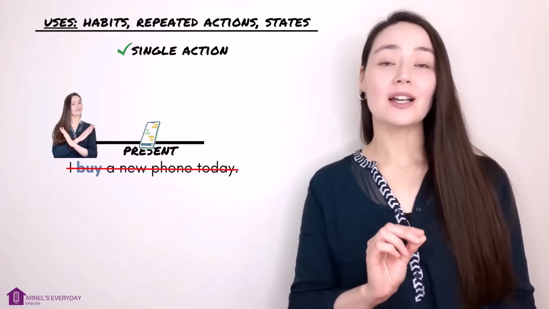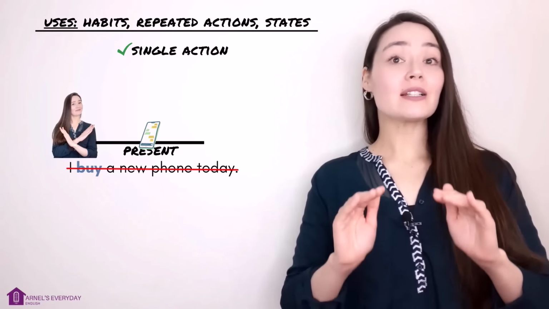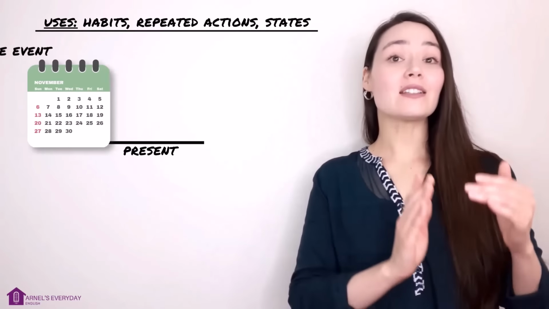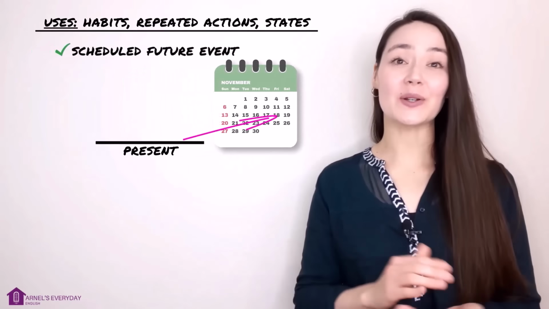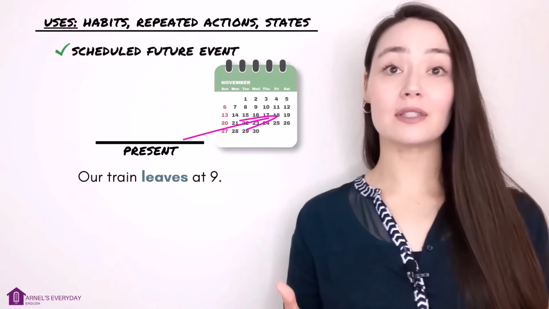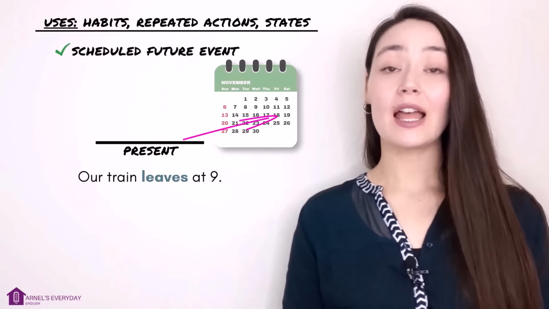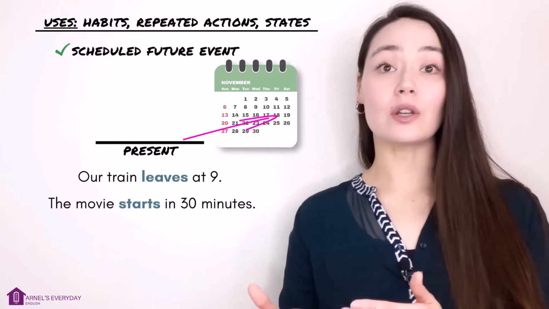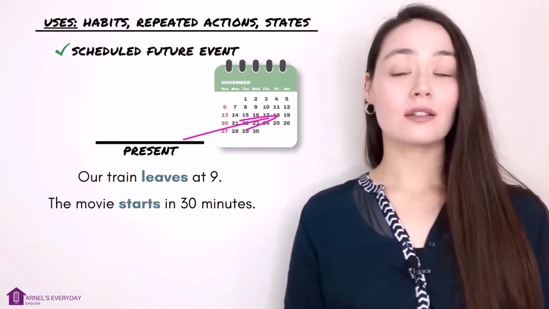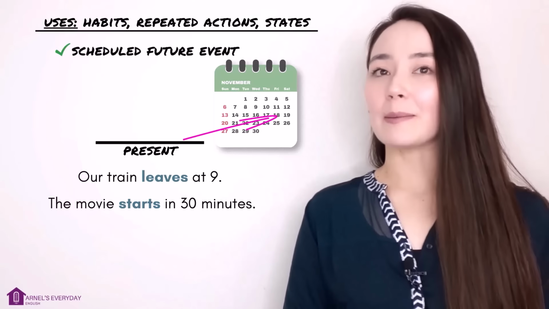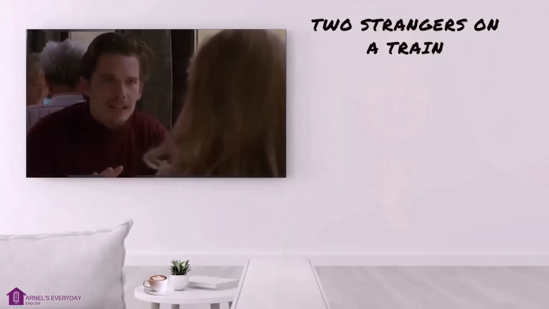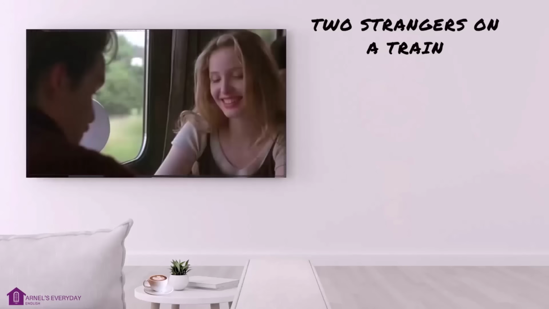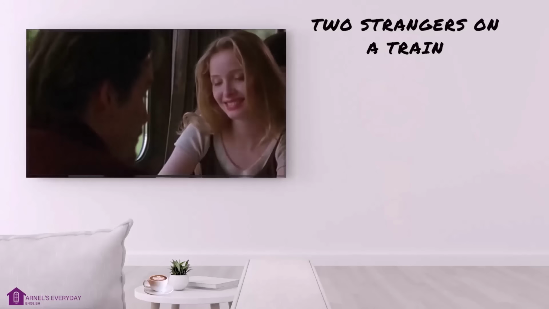This is special. We can use the present simple for a scheduled future event. Yes, future. Our train leaves at 9. The movie starts in 30 minutes. I want to show you another example. Let's look at a little clip. Here we have two strangers on a train, and we see a nice mix of tenses.